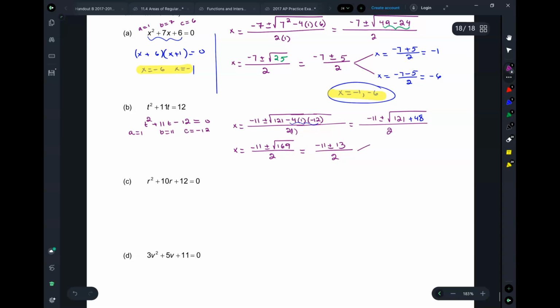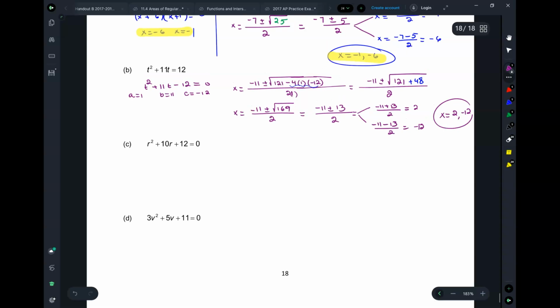So, this is equal to negative 11 plus 13 over 2, negative 11 minus 13 over 2. So negative 1 and negative, oh, that's positive 1, sorry. And negative 12, right? Okay. All right, let's do the next one.